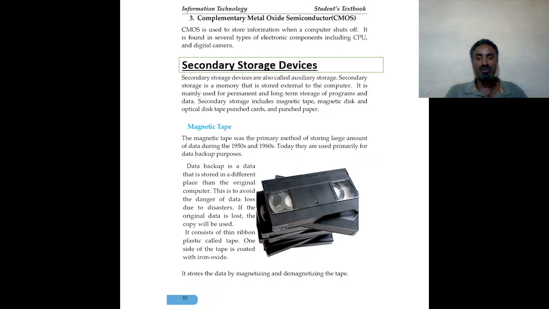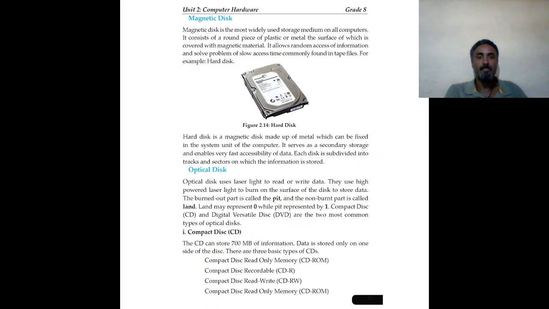It consists of a thin plastic ribbon called tape. One side of the tape is coated with iron oxide. Stored data magnetizes and demagnetizes the tape. How does it work? By magnetizing and demagnetizing. When data is deleted, it is demagnetizing. When writing data on the disk, it is magnetizing. The other is the magnetic disk.